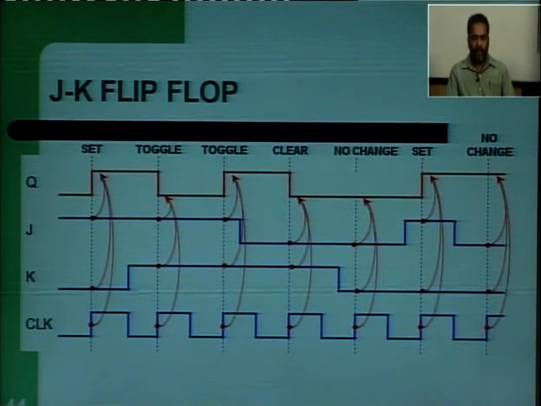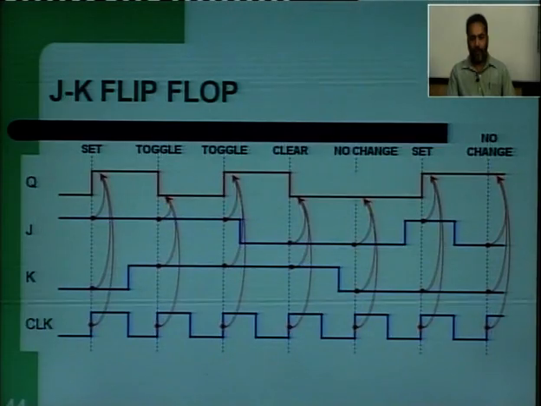Now, let us look at the second rising edge of the clock pulse. At this point, both J and K are 1, which means toggle condition. Toggle condition means the flip flop will change its position. So it was 1 previously, now it will change to 0. At the third rising edge, both J and K are 1, so the flip flop will again toggle, changing its position from 0 to 1.